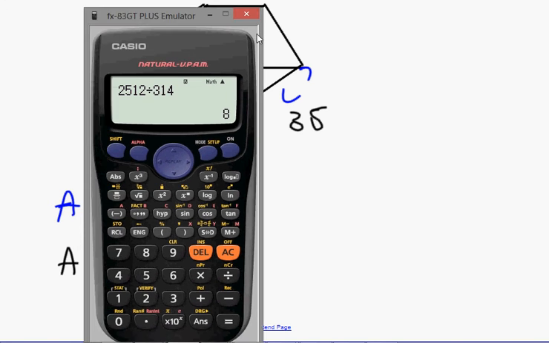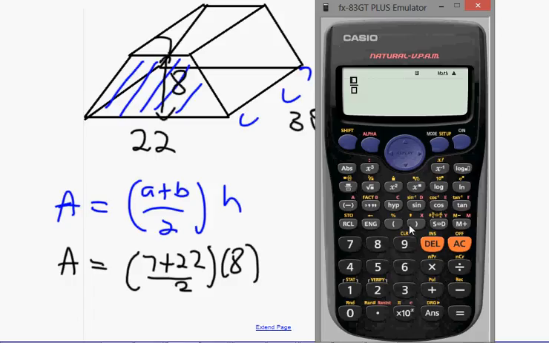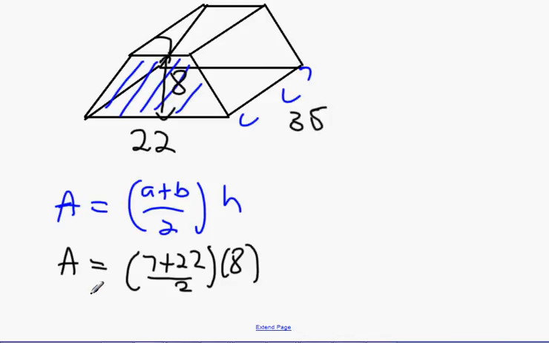So you just got to put that into the calculator exactly as it looks. I'll just put brackets in first. Brackets, then press the fraction button. 7 plus 22, which is 29 if you just want to put it in that way. Close bracket, and then multiply it by 8. And what you're going to get there is 116.